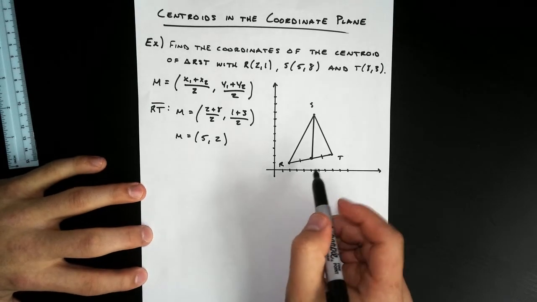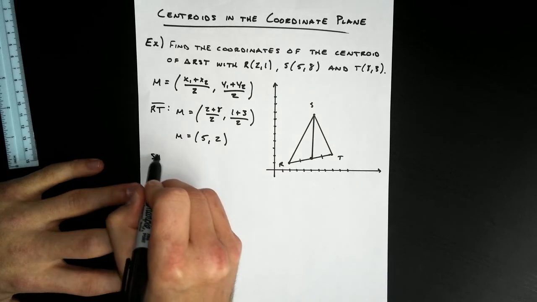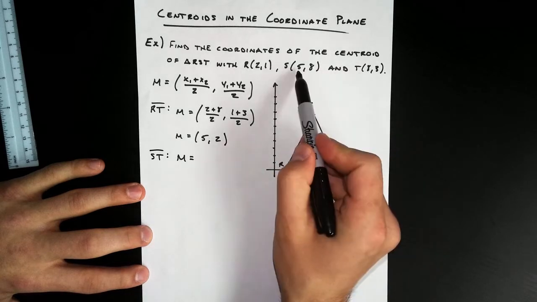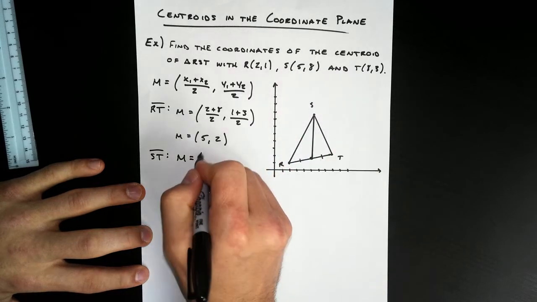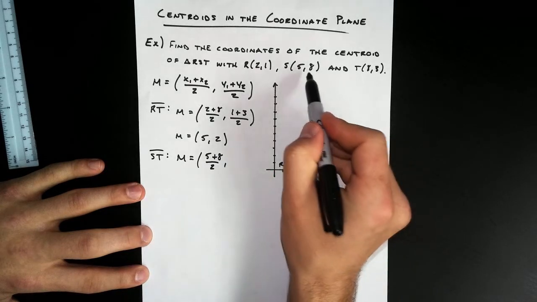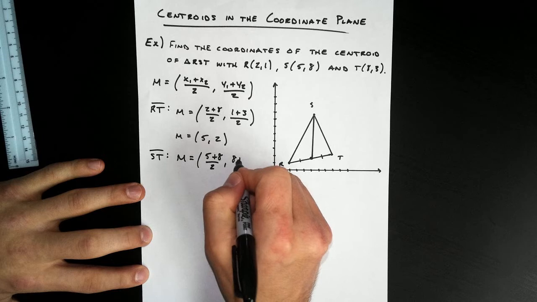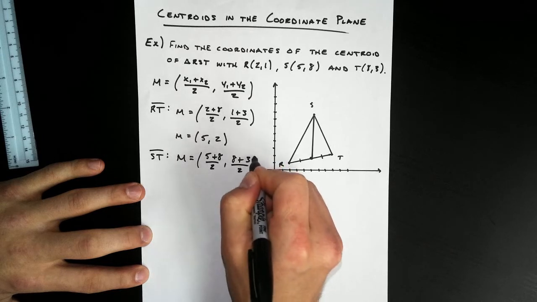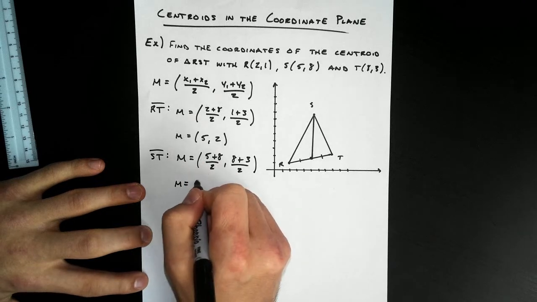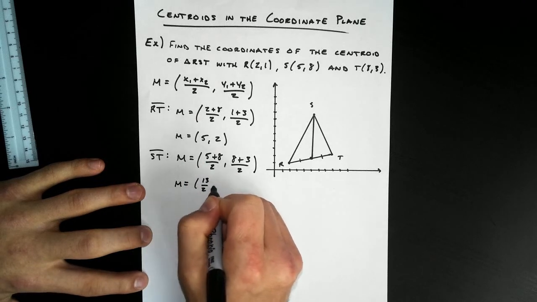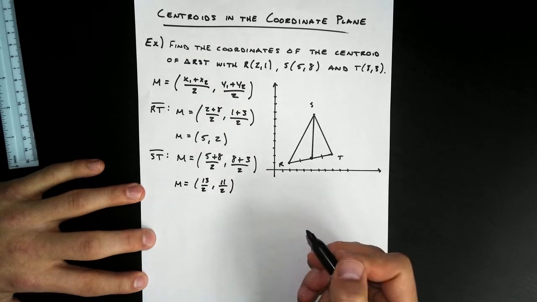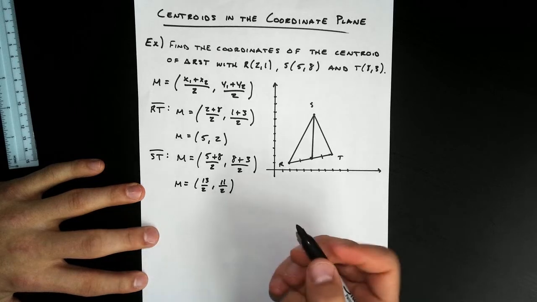So let's find the midpoint of one of these other sides. Let's take a look at ST. So S and T are two x values, 5 and 8. Divide by 2. The two y values, 8 and 3. Divide those by 2. So 5 and 8 is 13. So we get 13 halves. 8 and 3 is 11. So 11 halves. So we do have the fractions here, but they are halves.